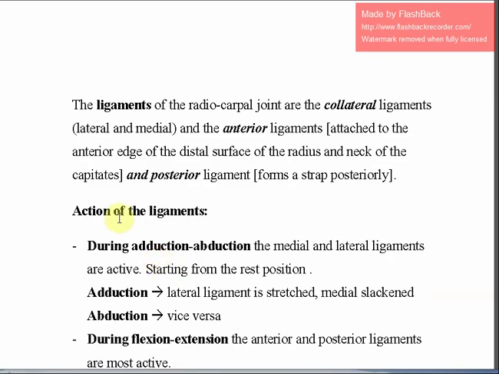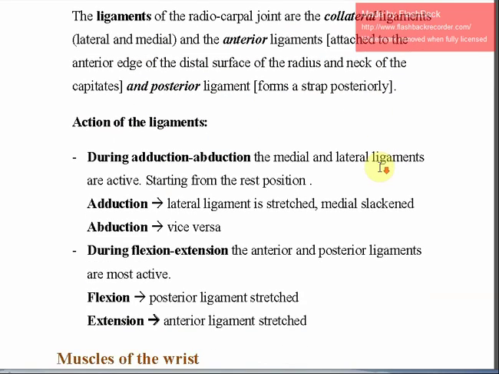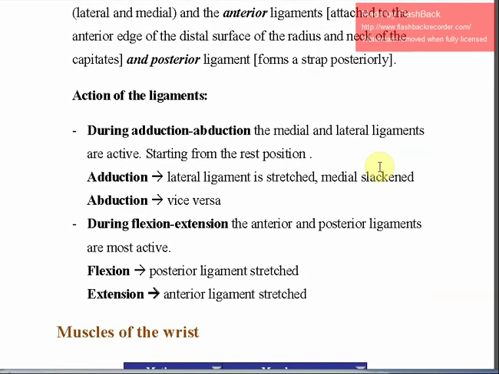Then let us look at the ligaments of the radiocarpal joint. They are the medial and lateral collateral ligaments, and the anterior ligaments attached to the anterior edge of the distal surface of the radius and the neck of the capitate bone. And the posterior ligament forms a strap posteriorly. Now the main action of the ligaments is during adduction and abduction.